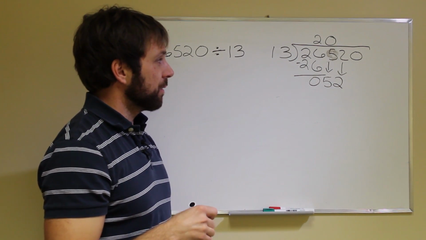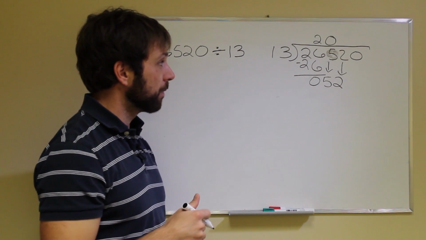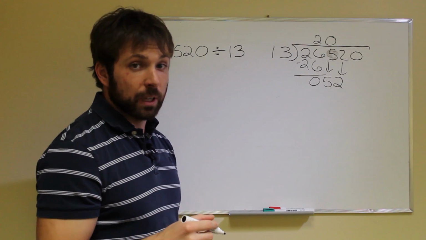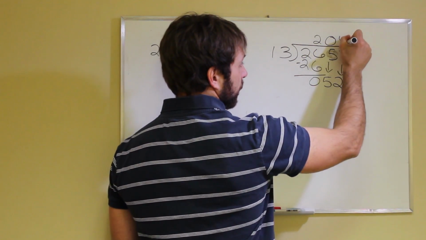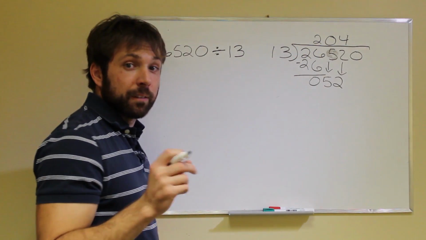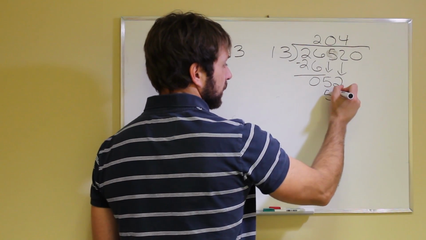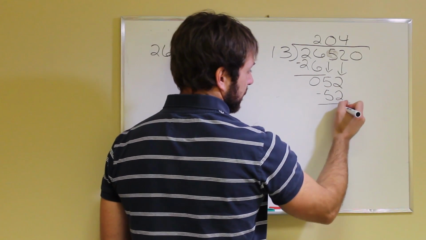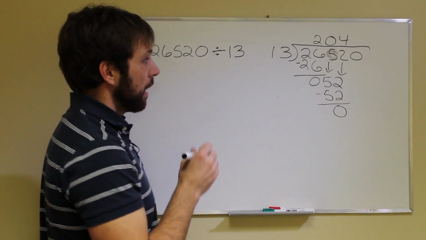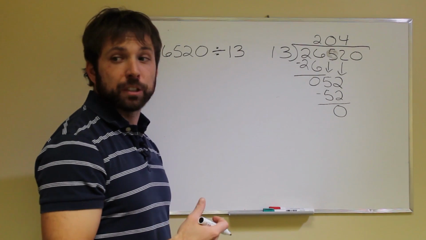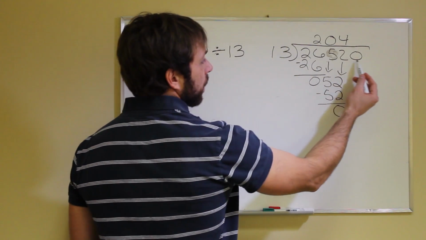So now you need to ask yourself, how many times does 13 go into 52? And if you work this out on your own, you should know that it goes in 4 times. In fact, it goes in 4 times evenly because 13 times 4 is 52. And when I subtract these, I get 0. And lots of people stop answering the question here. But that's not the case. We haven't worked through all of our digits yet.